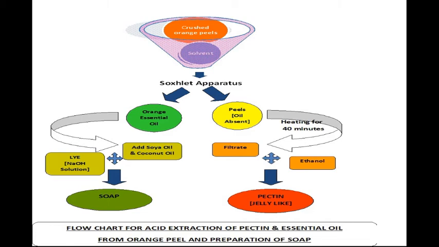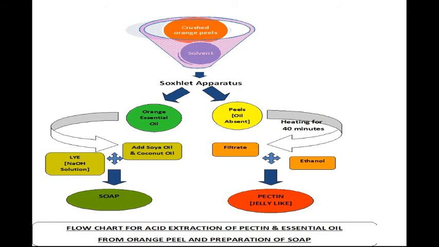The filtrate is added to double amount of ethanol and allowed to precipitate. The jelly-like precipitate formed is nothing but pectin, which is subsequently washed with ethanol two times. Pectin is then dried in a hot air oven at 40 degrees centigrade for 20 minutes.